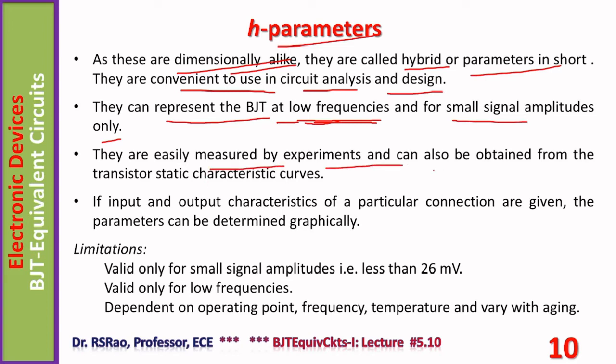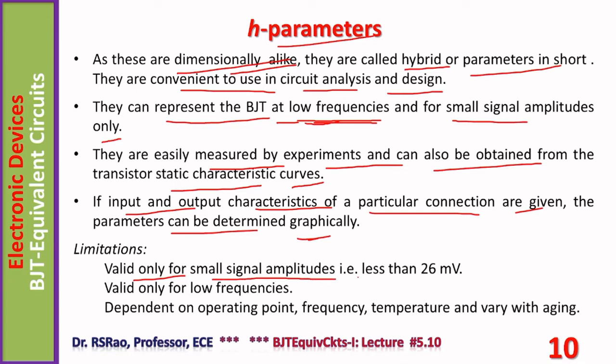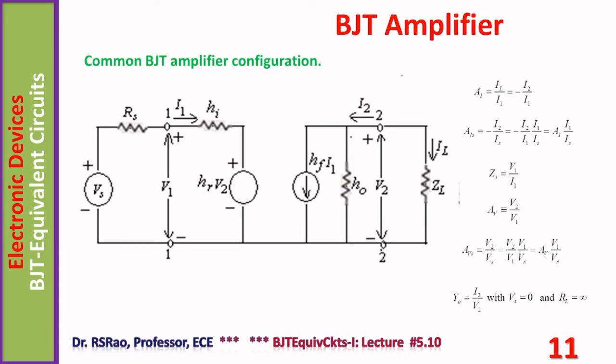They are easily measured by experiments and can also be obtained from the transistor static characteristic curves. If input and output characteristics of a particular connection are given, the parameters can be determined graphically. Limitations: valid only for small signal amplitudes less than 26 millivolts. Valid only for low frequency. Values of parameters are given, but they are not fixed. They vary with operating point, frequency, temperature, and aging. They are valid only at low frequencies and only at small signal amplitudes. All these are limitations.